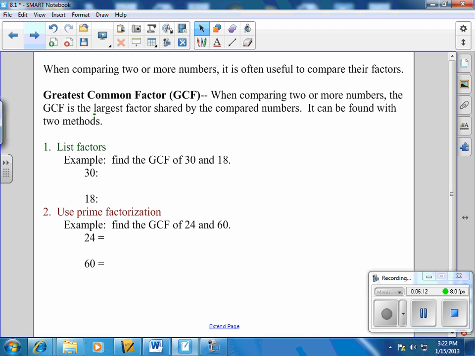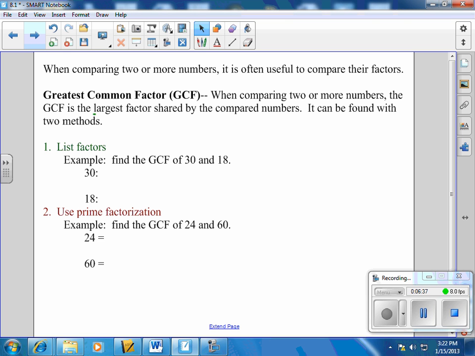Alright, so the whole reason that we're doing this is to find something called the greatest common factor, or the GCF. So when comparing two or more numbers, the GCF is the largest factor shared by these compared numbers. It can be found using two different methods. I'm going to show you both for the rest of these slides, and then you can choose whatever one makes more sense to you or which one you find easier.